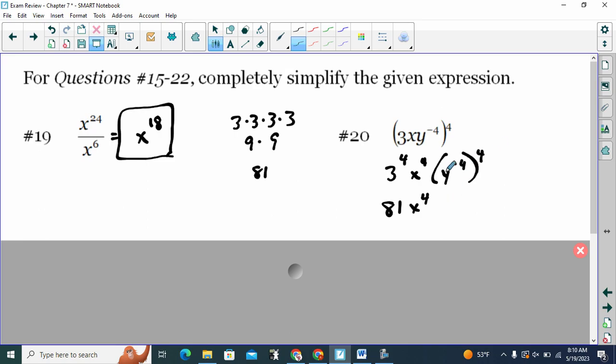This looks a lot like number 18, power of a power. We multiply exponents there. Negative 4 times 4 is negative 16. We should never have a negative exponent in our answer. Y to the negative 16th, we are going to rewrite that. Negative exponents get moved down to the bottom, and we change to a positive exponent. 81x to the 4th over y to the 16th.